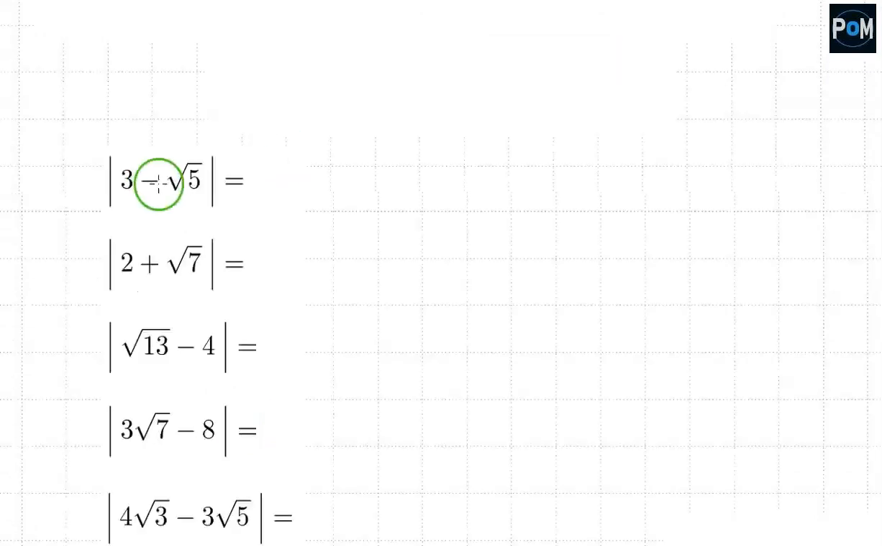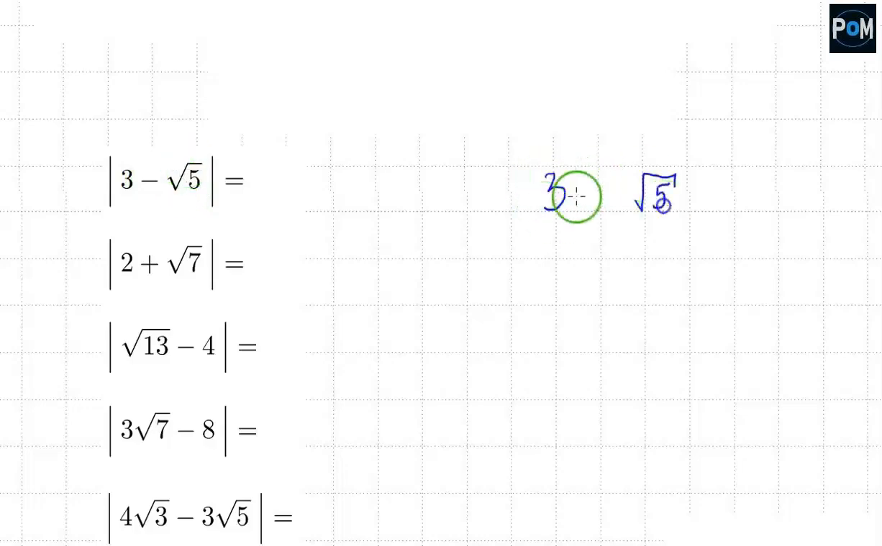If we have the absolute value of an expression like 3 minus the square root of 5, we won't always know if inside we have a positive number or a negative number. First, we need to determine what sign we have here. Does this operation give a positive result, or does it give a negative result? And to do that, we need to compare this number 3 and the square root of 5.